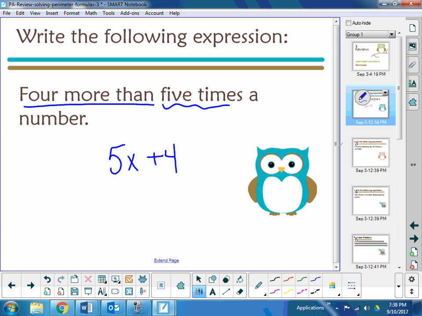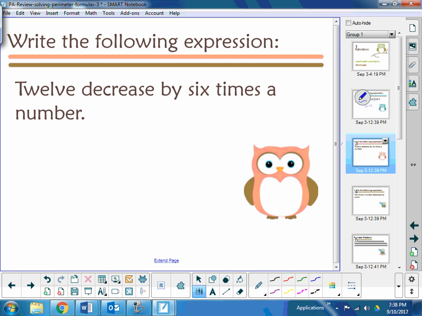Let's try another one. This one says 12 decreased by 6 times the number. So 12 decreased by. Okay, so we have 12. It's being decreased by, that's a subtraction, 6 times the number. So 6 times, again, multiplication, so 6 times that number.